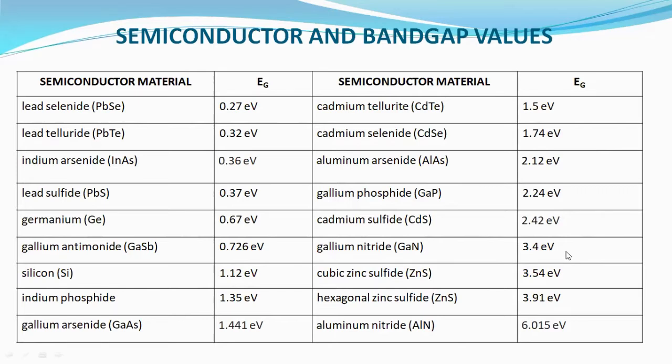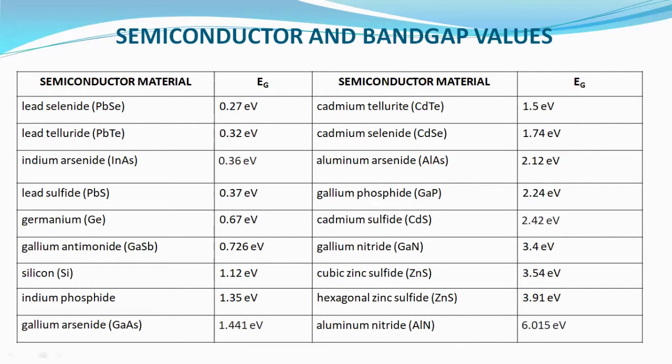Then we have zinc sulfide semiconductor material, which is also available in two different types of crystal structure. One is cubic zinc sulfide, it is 3.54 electron volt. Then hexagonal zinc sulfide, it is 3.9 electron volt. Then aluminium nitride, it has a very huge energy gap of 6.05 electron volt.